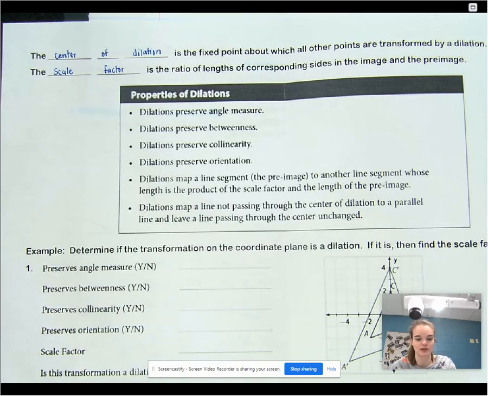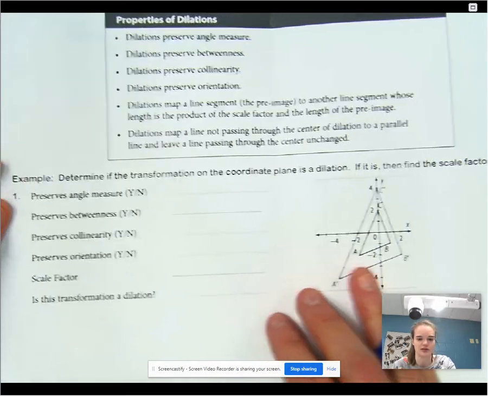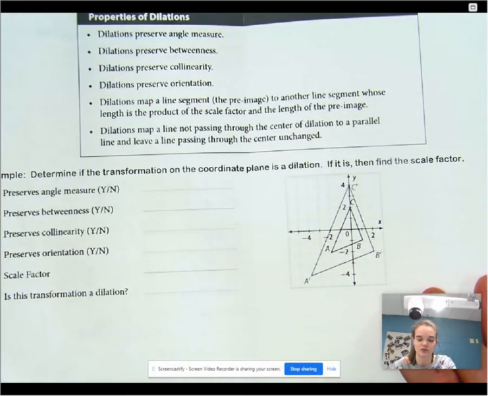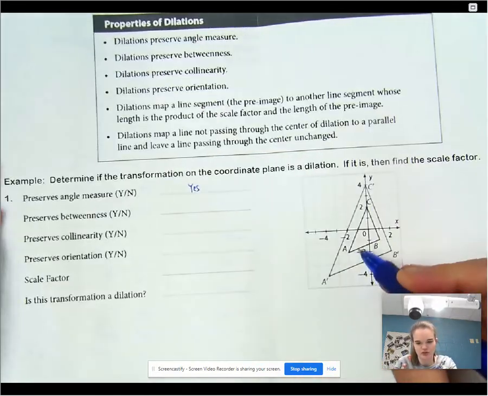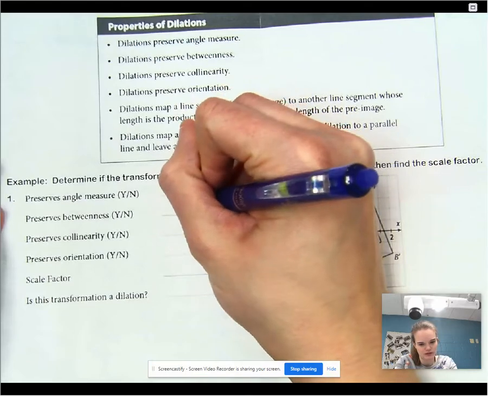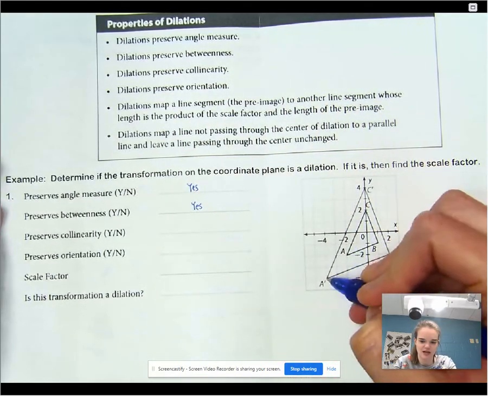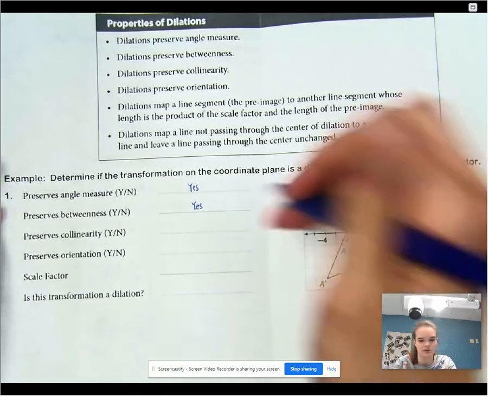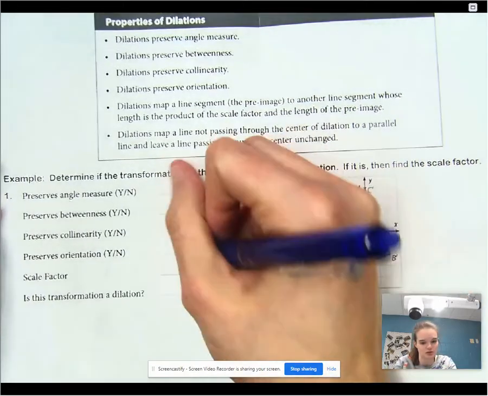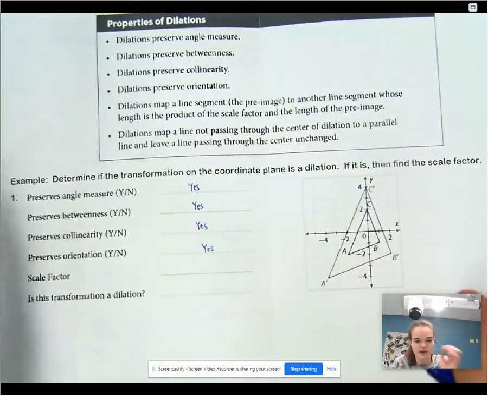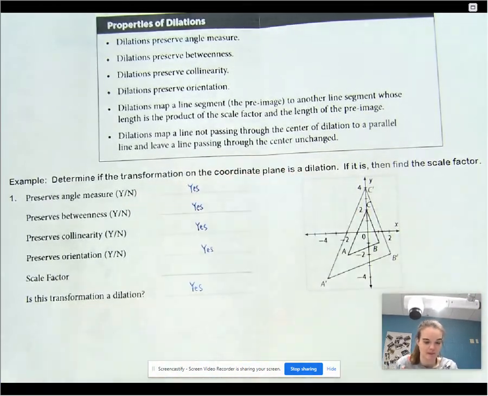Okay, let's look at example 1 and determine whether or not this is a dilation. And if it is, let's find the scale factor. Does it preserve angle measure? So if we measure all these, does it preserve them? Yes. Does it preserve betweenness? Yes. Collinearity. Are A and C in the same line? Are A prime and C prime in the same line? Yes. Orientation. Did this flip around anyway? No, so it preserved that, yes. So that means we need to find the scale factor. And by the way, yes, it is a dilation.